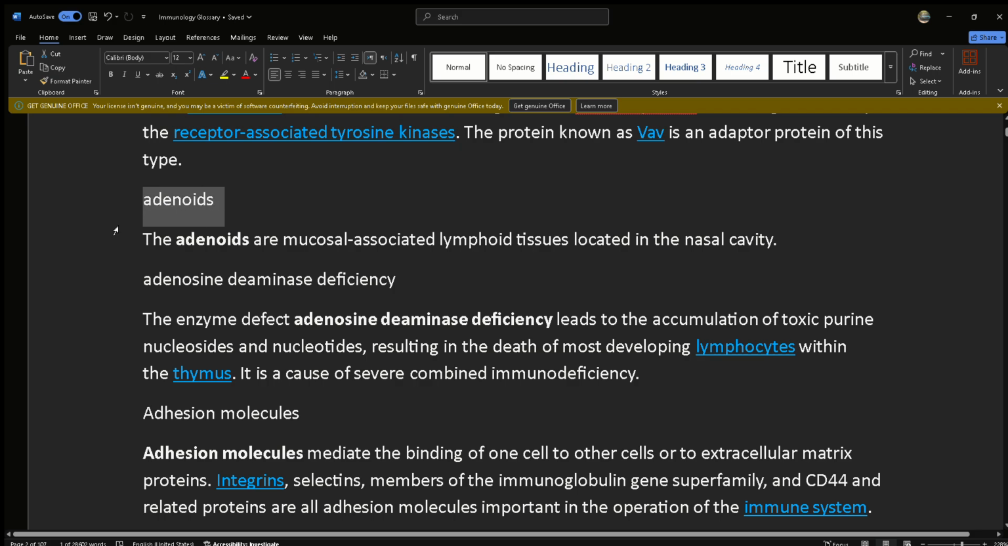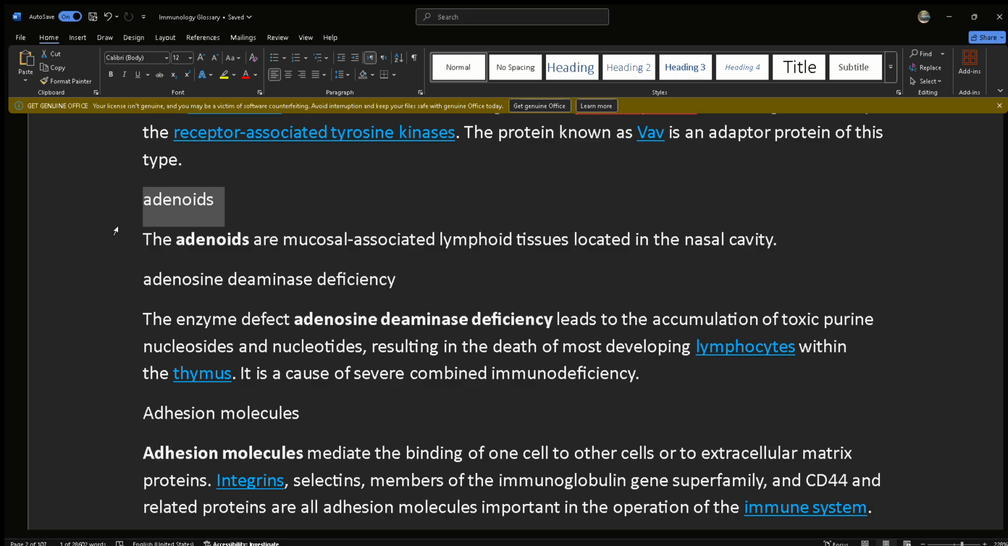Adenoids. Adenoids are mucosal associated lymphoid tissues located in the nasal cavity.